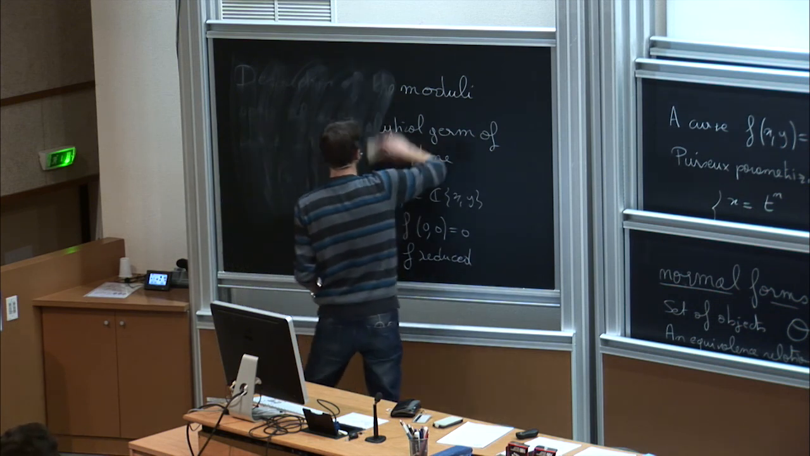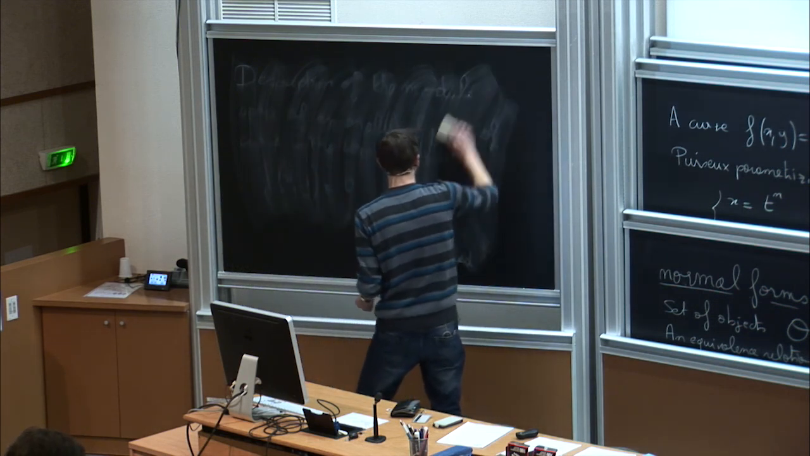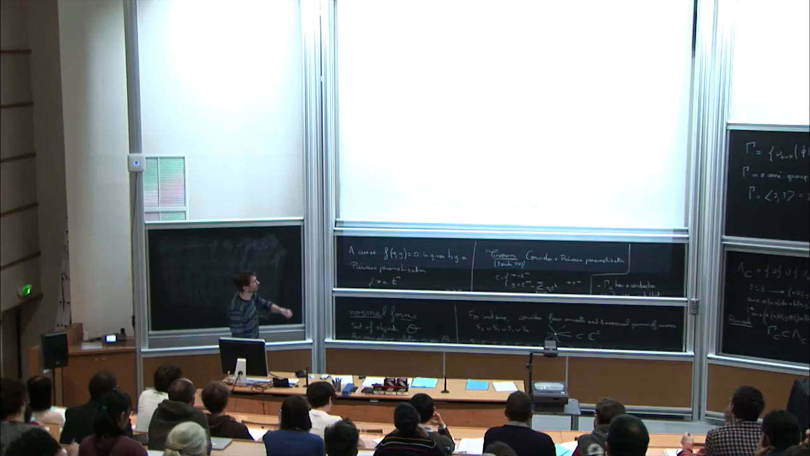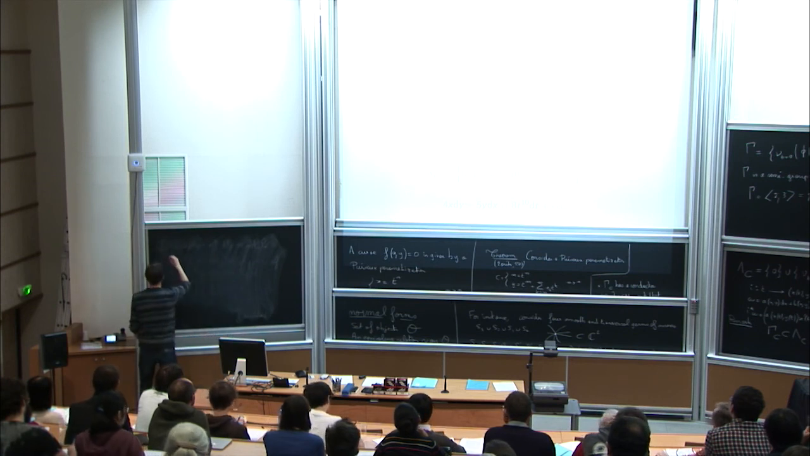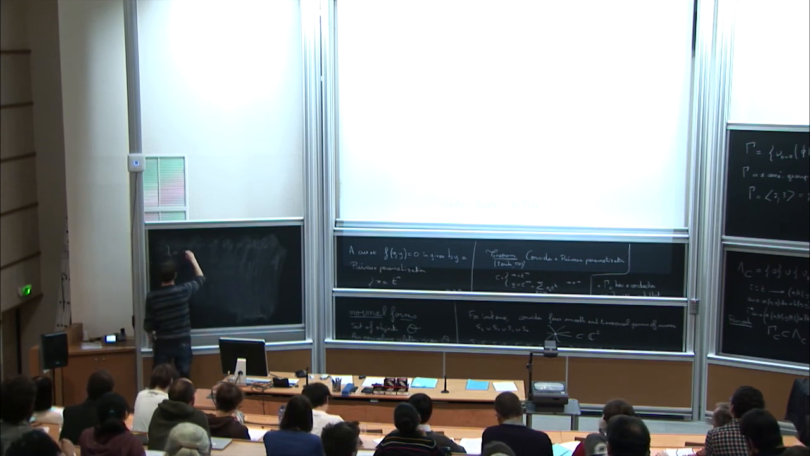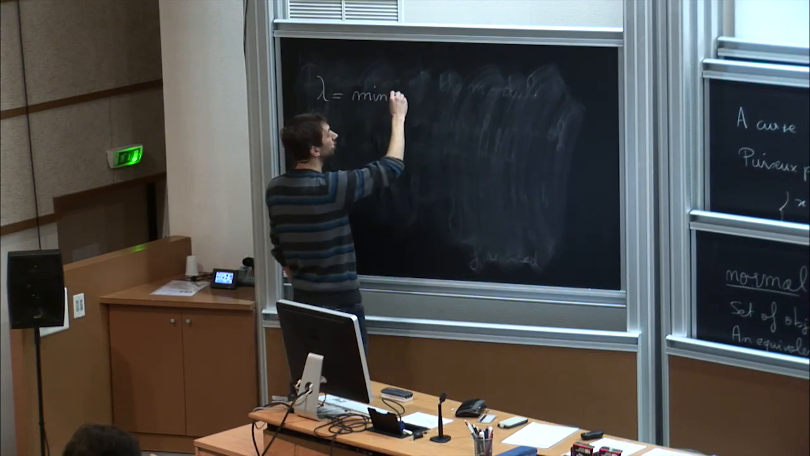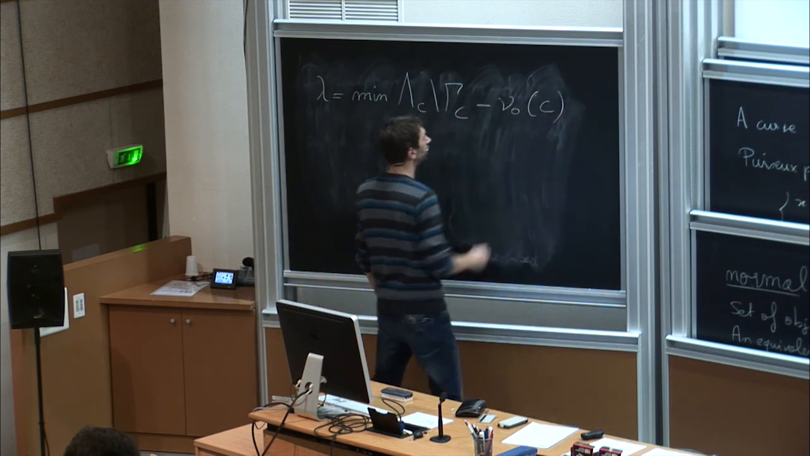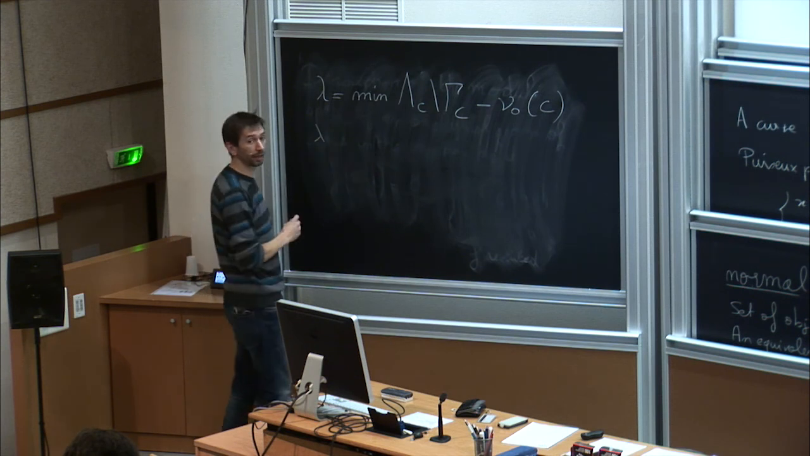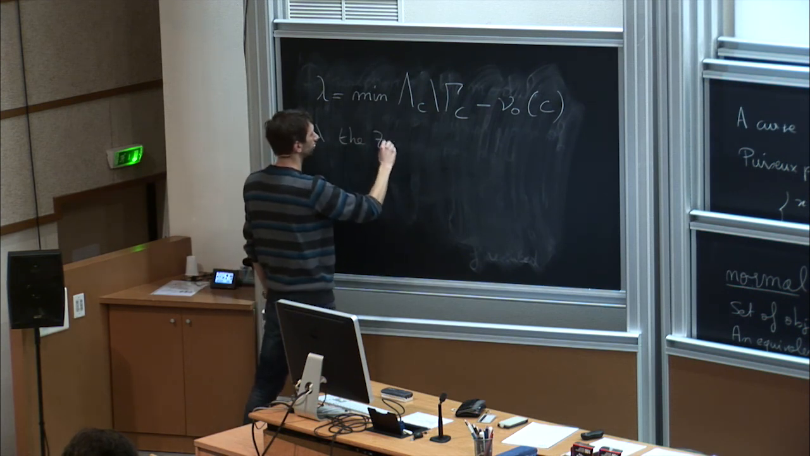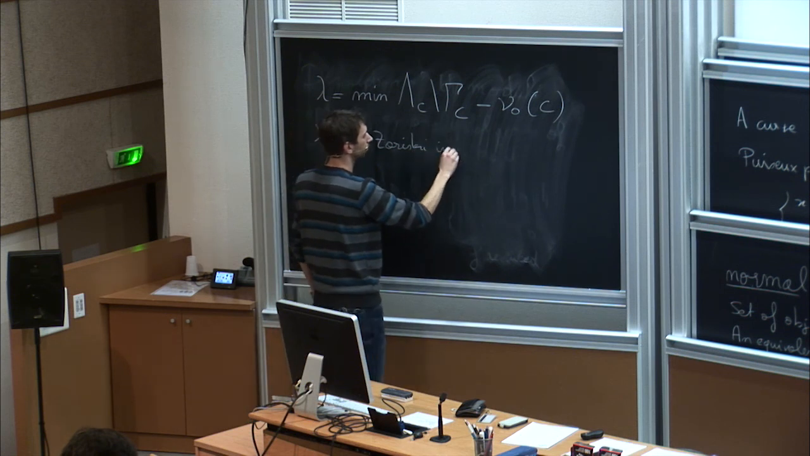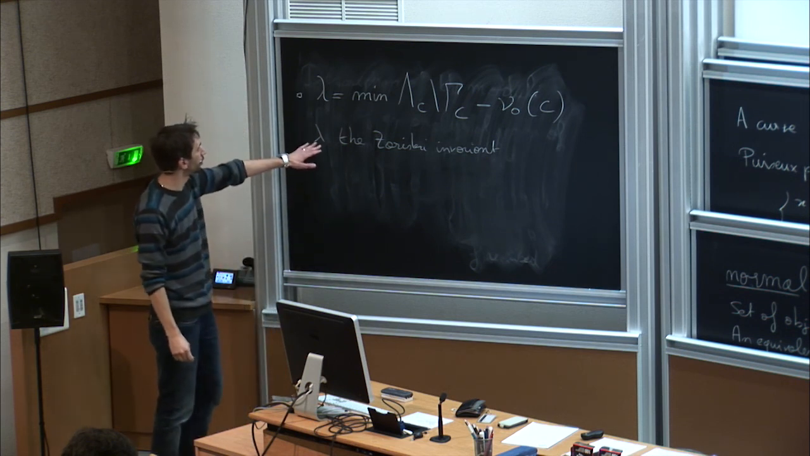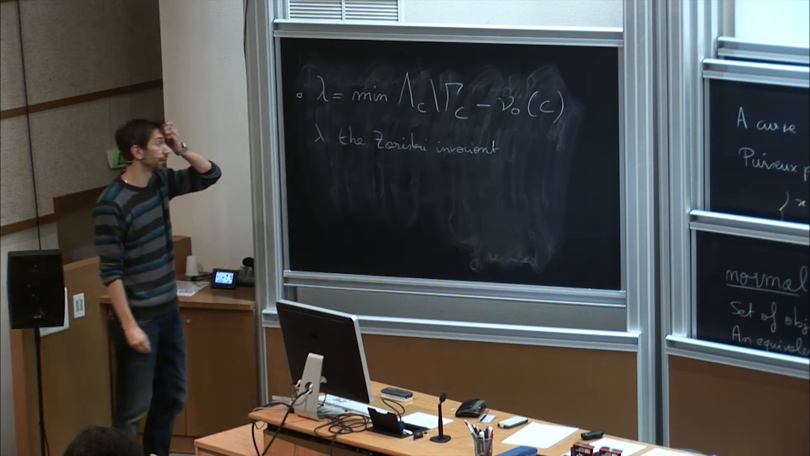Then he constructed some new analytical invariant using this lambda C. So for instance, he introduced lambda, which is equal to the minimum of lambda C minus gamma C minus the valuation of C, which is now called the Zariski invariant of C. He proved that this lambda is an analytical invariant of the curves.